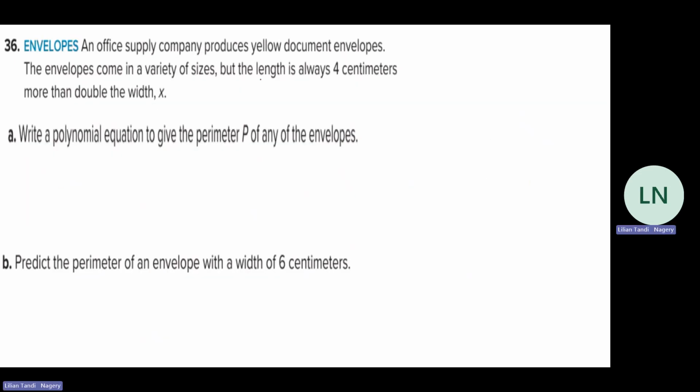An office supply company produces yellow document envelopes. The envelopes come in a variety of sizes, but the length is always 4 centimeters. Always. Length is always 4 centimeters more than double the width.